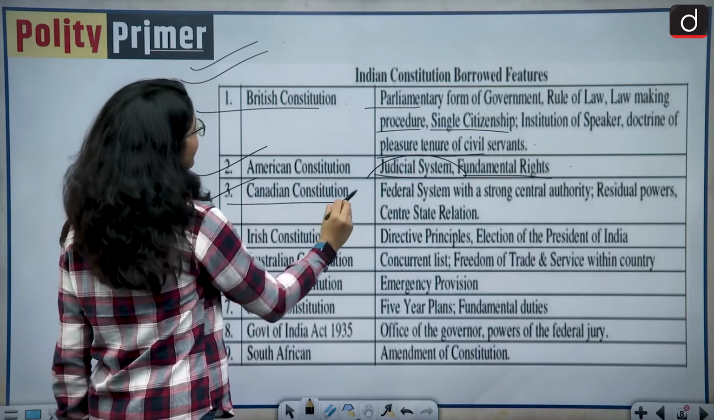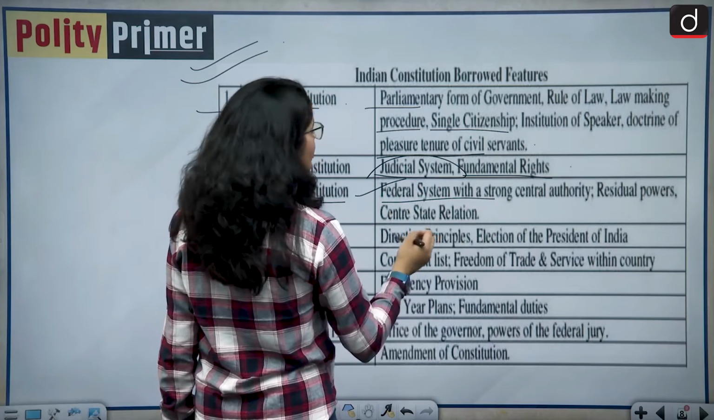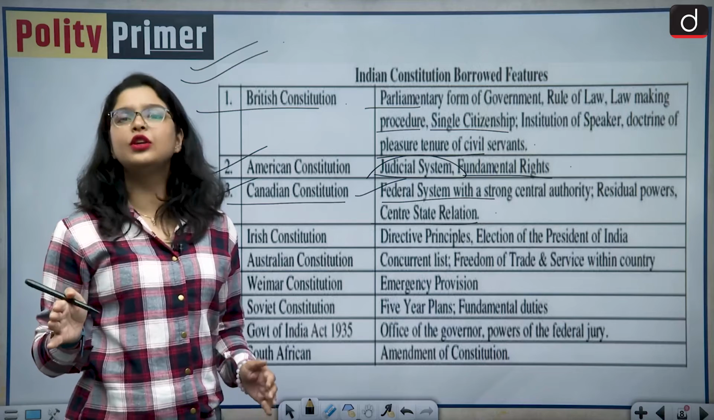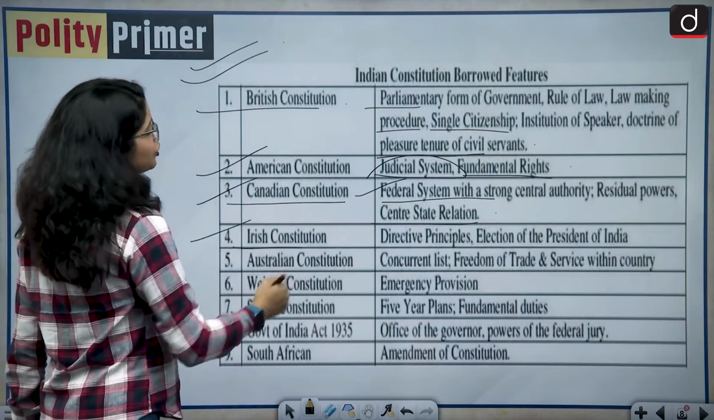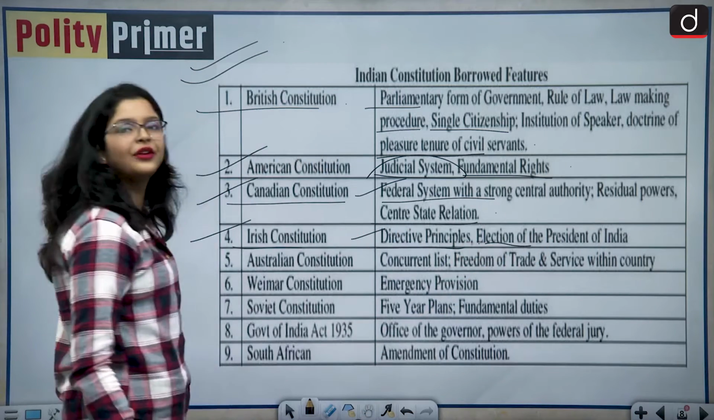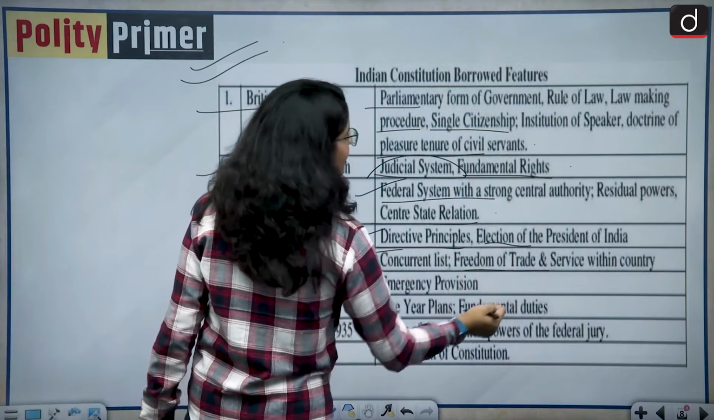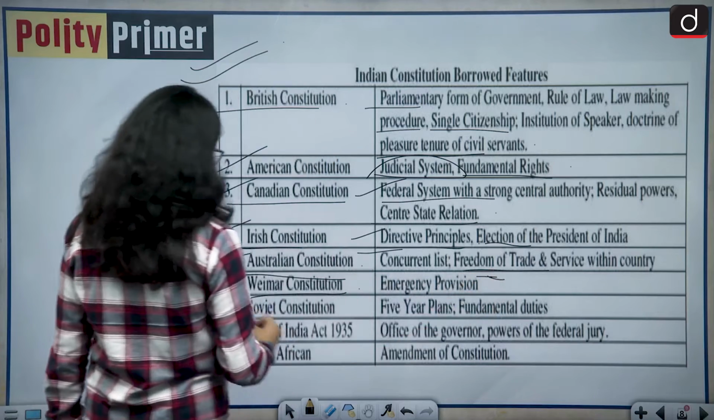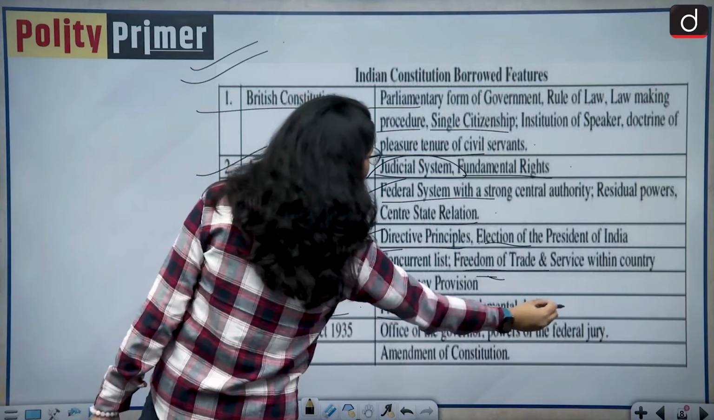Okay. So, from the Canadian constitution, we have borrowed the federal system with a strong central authority, residual powers and the center-state relationship. In fact, our center-state relationship is also very unique because we believe in cooperative federalism. Okay. From the Irish constitution, we have borrowed the directive principles of state policy, the election of the President of India, etc. Okay. From the Australian constitution, we have borrowed the concurrent list, freedom of trade and service within the country. From the Weimar constitution, we have borrowed the emergency provisions of our country. From the constitution of the Soviet Union, we have borrowed the 5-year plans, fundamental duties.